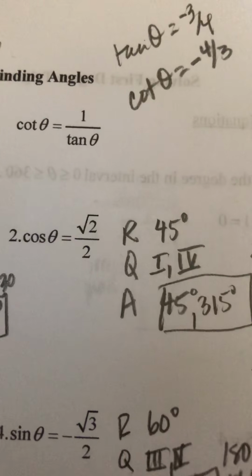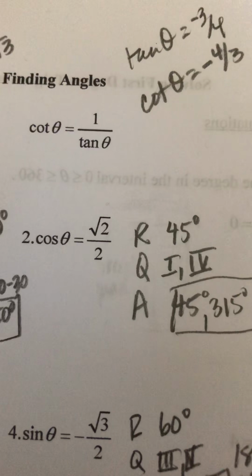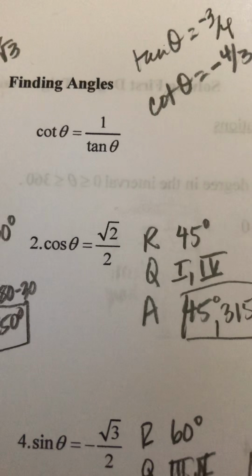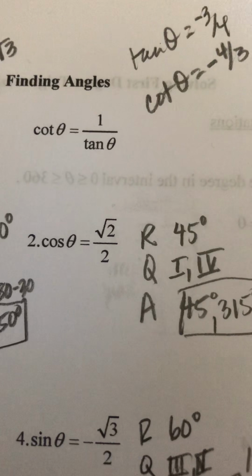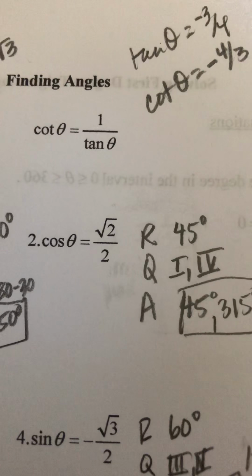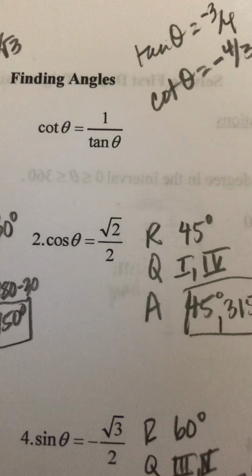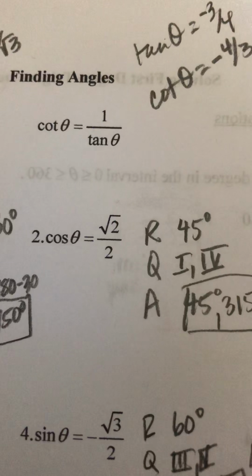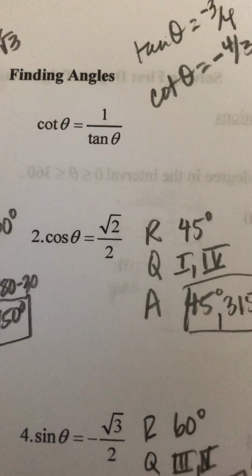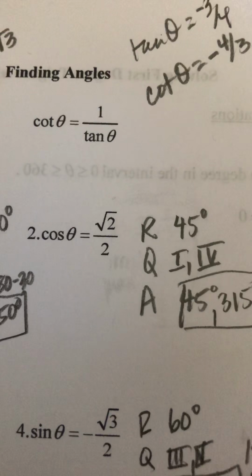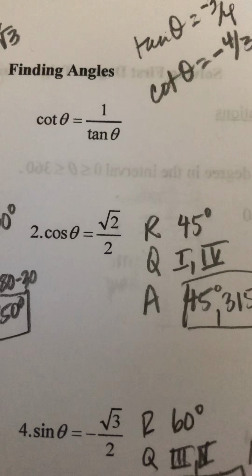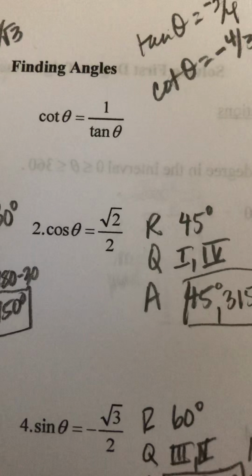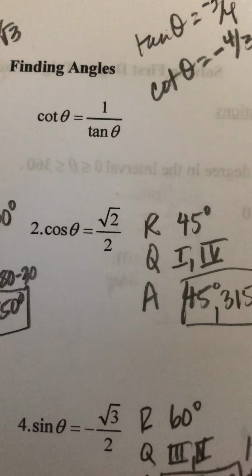For number 2, cosine theta is rad 2 over 2. Okay, so I write out RQA. First thing, I need to find the reference angle. So I use my chart, and I look and see where the cosine is equal to radical 2 over 2. On the chart, that's at 45 degrees. Okay, so there's my reference angle. Now I see that that value, rad 2 over 2, is positive. Well, Q is what quadrant? What quadrants is cosine positive in? If we go to our ASTC chart, cosine is positive in quadrants 1 and 4.